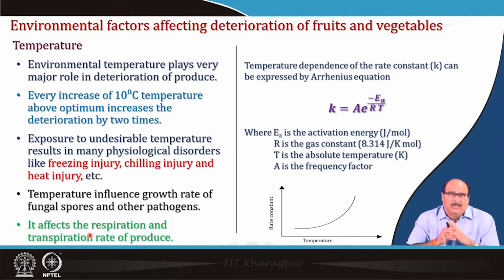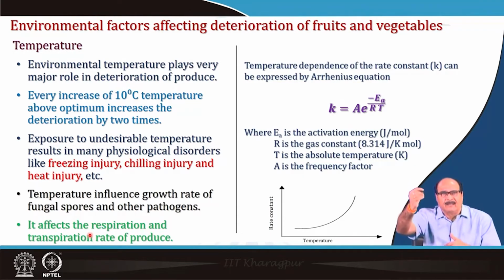effects. But here also, the environmental factors affect, and this is one of the major factors responsible for the losses during post harvest, like temperature. Environmental temperature plays a very major role in the deterioration of the produce, and we discussed earlier that for every 10 degrees Celsius increase in the temperature, the rate of the reaction, particularly here the deteriorative reactions, increases 2 times. So, exposure to undesirable temperature results in many physiological disorders like freezing injury, chilling injury, heat injury, etc.